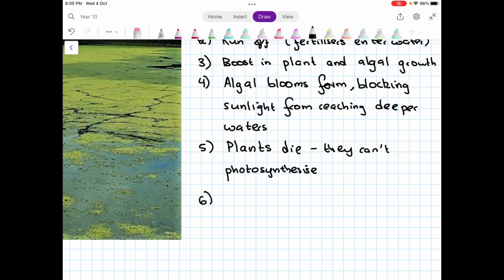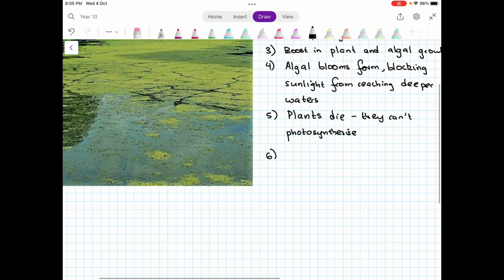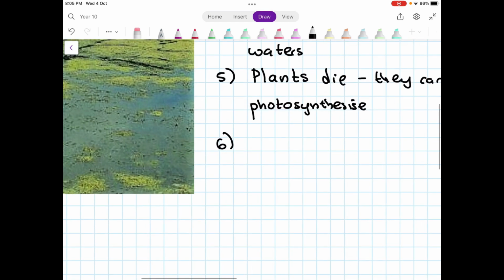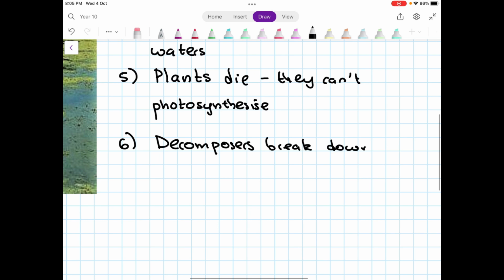Now you have a special type of bacteria in these waters that are known as decomposers, and what they do is that they break down the algal blooms. Break down algae.